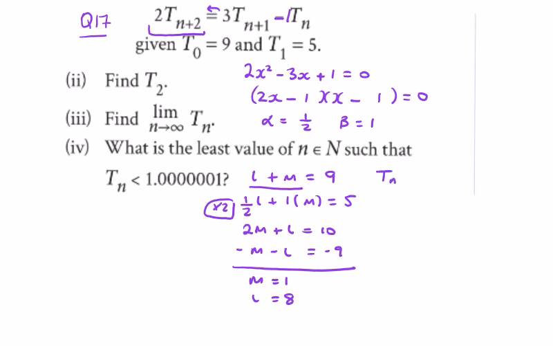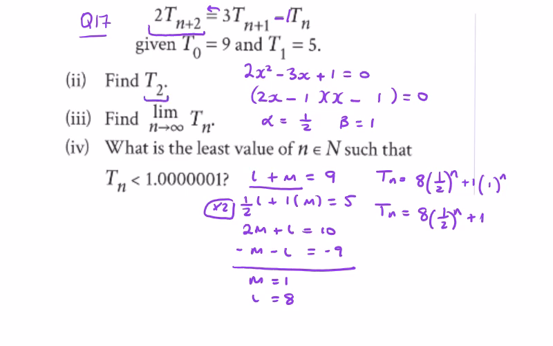So my difference equation will be L, 8, times alpha to the power of n, plus M, which is 1, times beta, 1, to the power of n, so that's just plus 1. So Tn is equal to 8 times 1 over 2 to the power of n, plus 1.